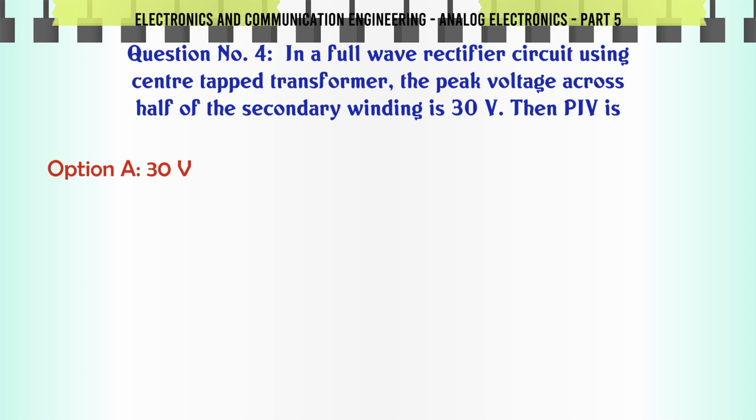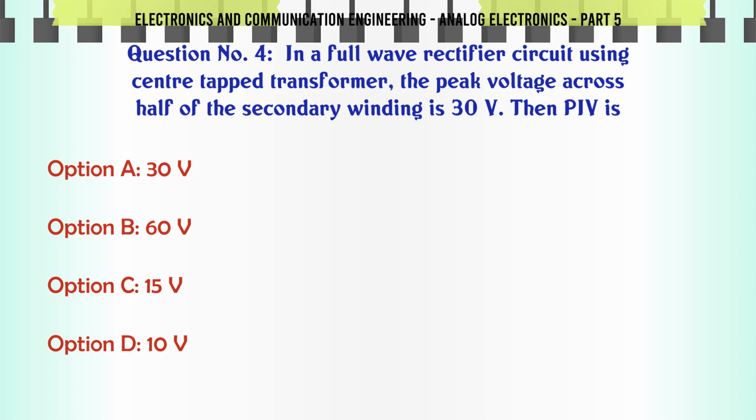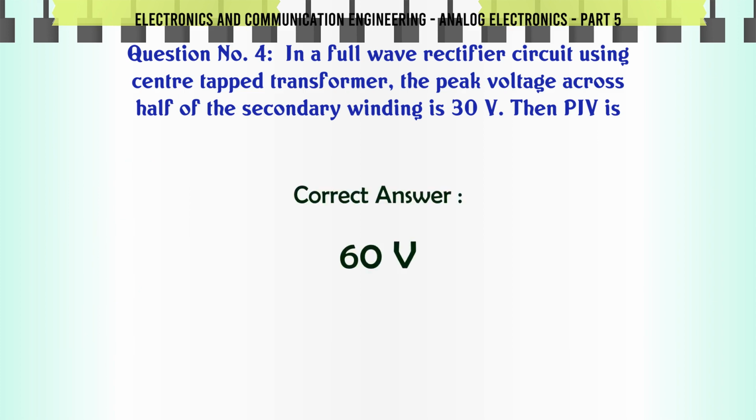In a full-wave rectifier circuit using a center-tapped transformer, the peak voltage across half of the secondary winding is 30 V. Then PIV is A) 30 V, B) 60 V, C) 15 V, D) 10 V. The correct answer is 60 V.